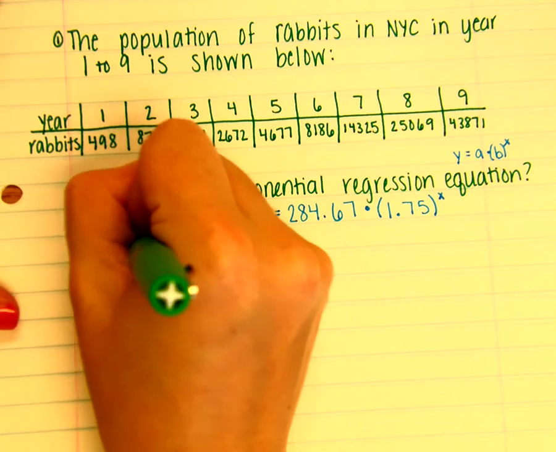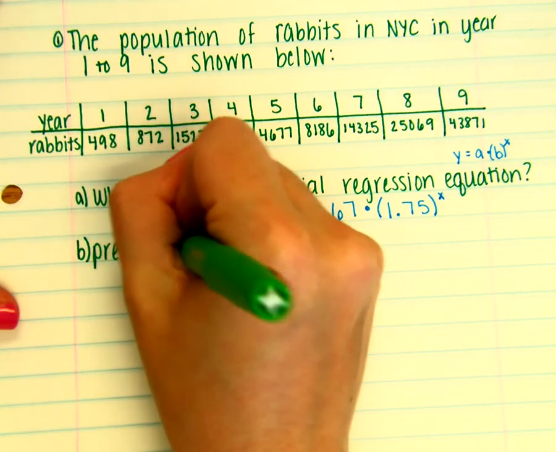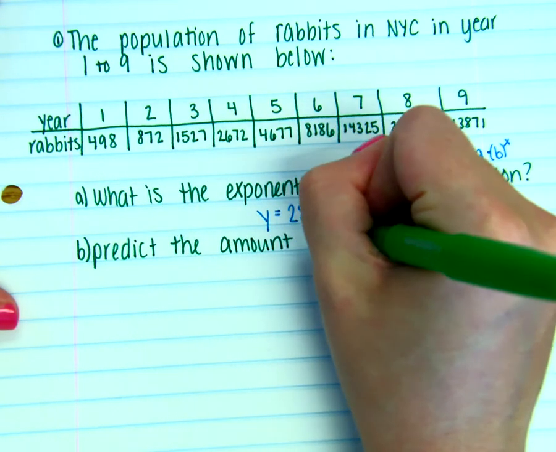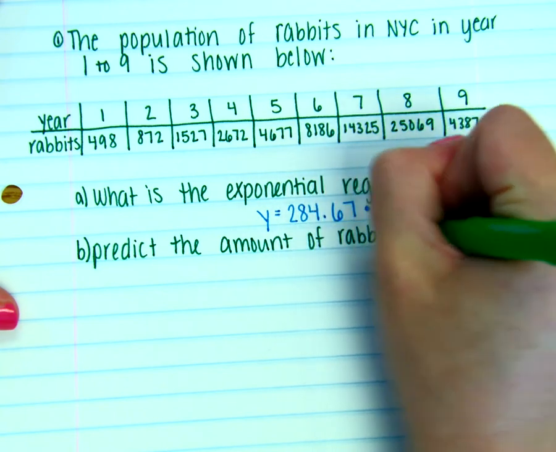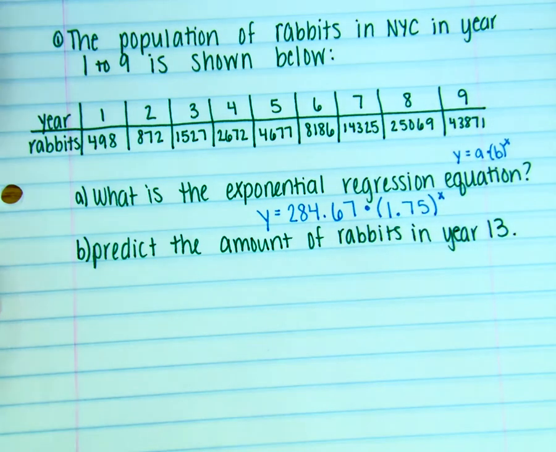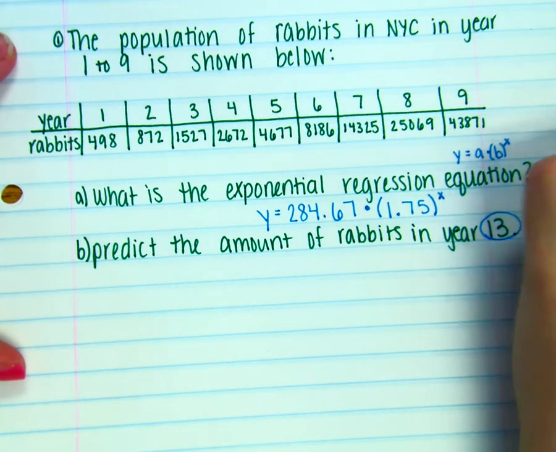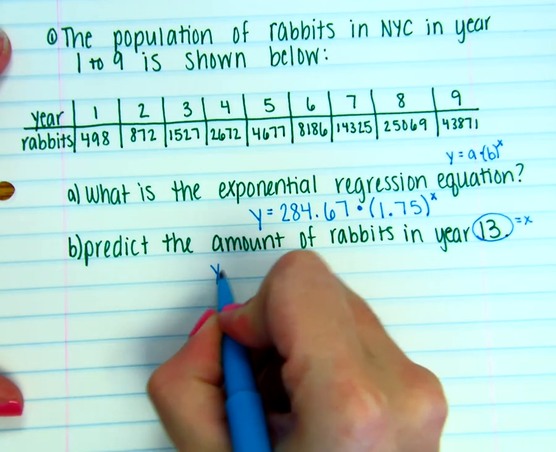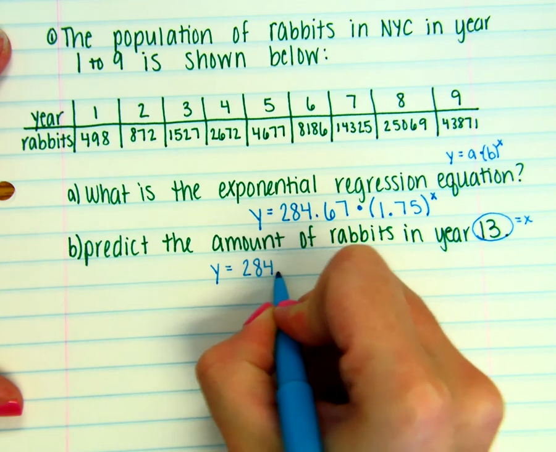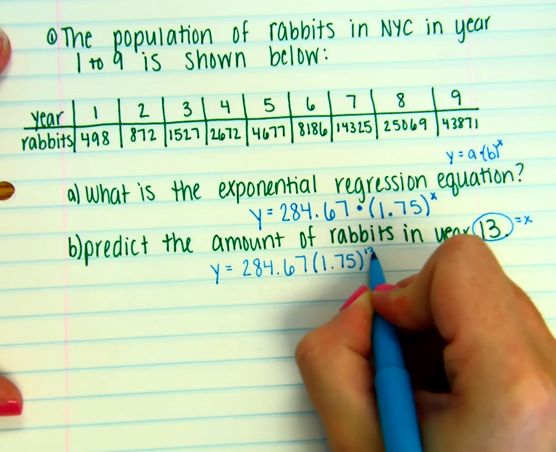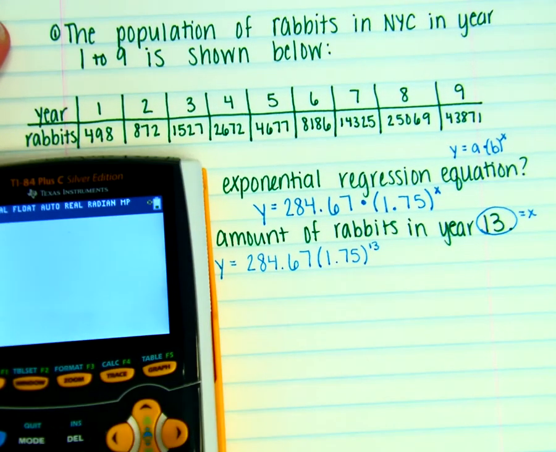After that, it's going to ask you to predict. So here we're going to predict the amount of rabbits, because that's what we're talking about, in year 13. So if we want to predict the amount of rabbits in year 13, we're going to take 13 and we're going to plug that in for x, because x is our time. So here it says y equals 284.67 times 1.75 to the 13th power. We type all that right into our calculator.